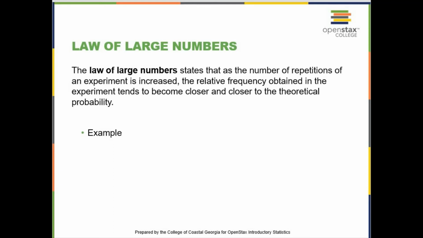This will lead us to the law of large numbers, which states that as the number of repetitions of an experiment is increased, the relative frequency obtained in the experiment tends to become closer and closer to the theoretical probability.